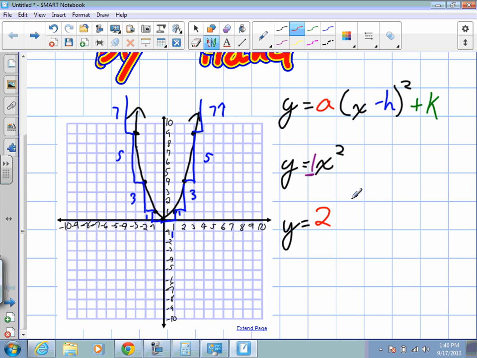Okay, so we have 2x squared. Now I need to draw this 2x squared. So I'm actually going to go to a different page just so that we have a clean sheet when we're going about doing this. So we're going to start again.